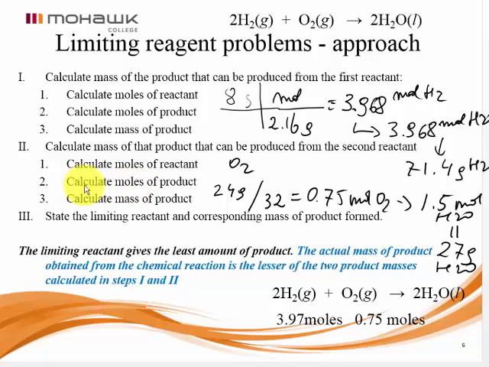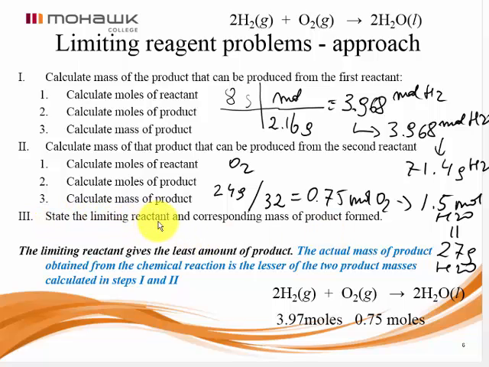And the next step is to calculate the moles of the product. 1 mole of oxygen would give us 2 moles of liquid water. So for 0.75 moles of oxygen, we would produce 1.5 moles of the product water, times the molecular mass of water. It will give us 27 grams of water.